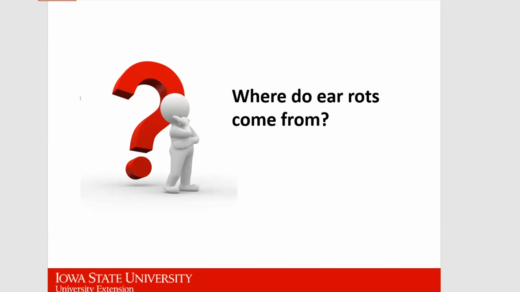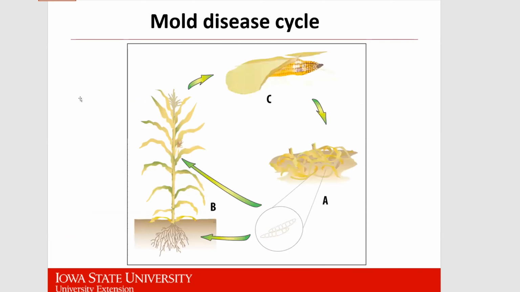So where do they come from? I've just got a basic disease life cycle here, right? Looking at part A, almost every disease that we see in corn and soybeans resides in residue overwintering, right? And then when the conditions are right and the plants are of the correct size and growth stage, we can get infection, and then we can have these ear rots on the ear again.